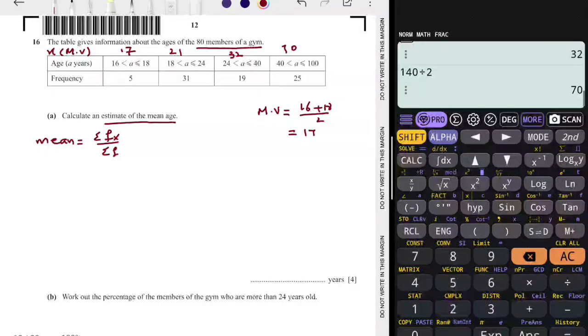Now we will find fx. 70 times 5 is equal to 85. 21 times 31 is equal to 651, and 32 times 19 is equal to 608, and 70 times 25 is 1750. We are going to add them.